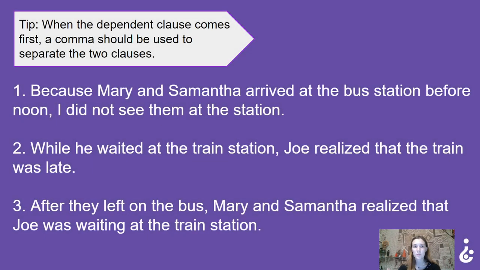Another small tip. When the dependent clause comes first, a comma should be used to separate the two clauses. Look, because Mary and Samantha arrived at the bus station before noon, comma, I did not see them at the station. Second one, while he waited at the train station, comma, Joe realized that the train was late. After they left on the bus, Mary and Samantha realized that Joe was waiting at the train station. Good.